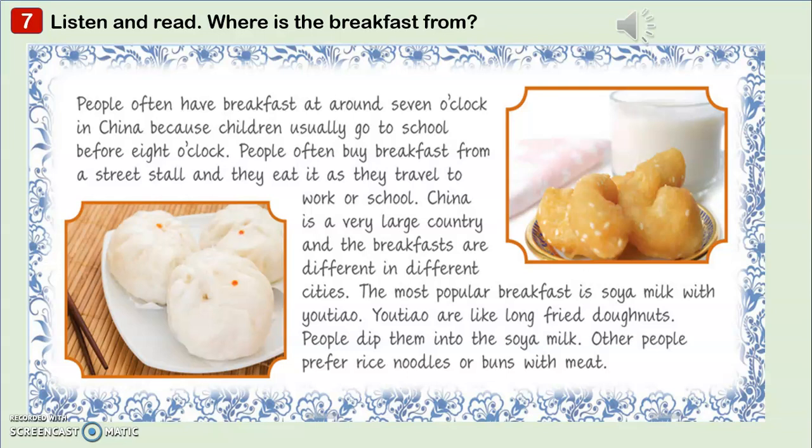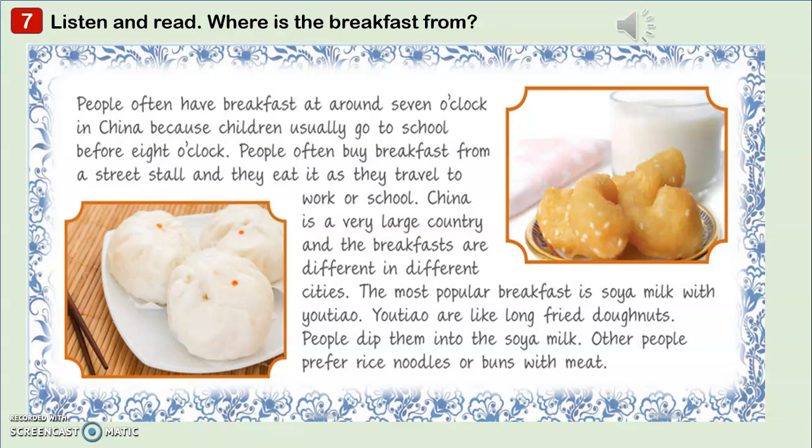People often have breakfast at around 7 o'clock in China, because children usually go to school before 8 o'clock. People often buy breakfast from a street stall, and they eat it as they travel to work or school. China is a very large country, and the breakfasts are different in different cities. The most popular breakfast is soya milk with yuxiao. Yuxiao are like long fried donuts. People dip them into the soya milk. Other people prefer rice noodles or buns with meat.